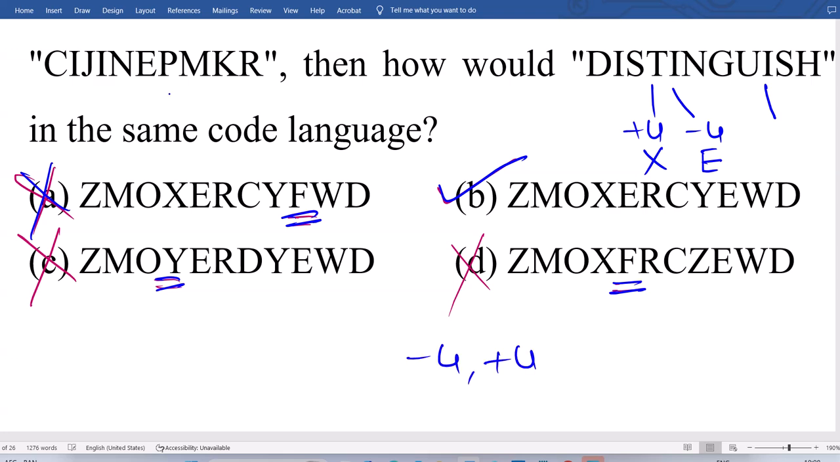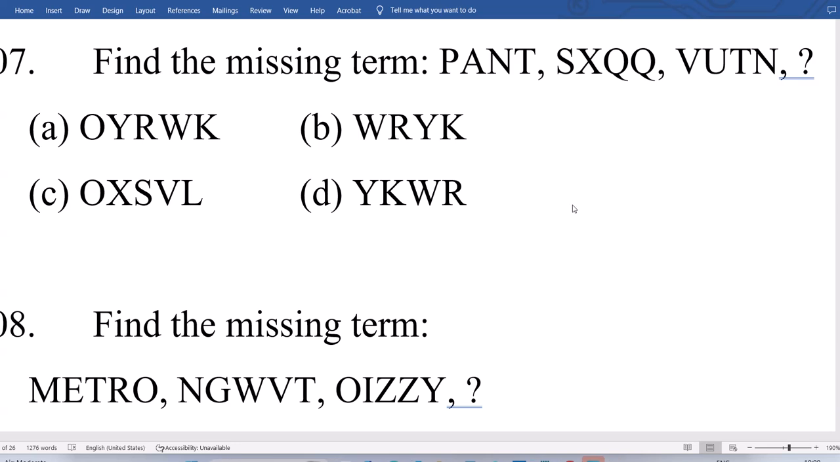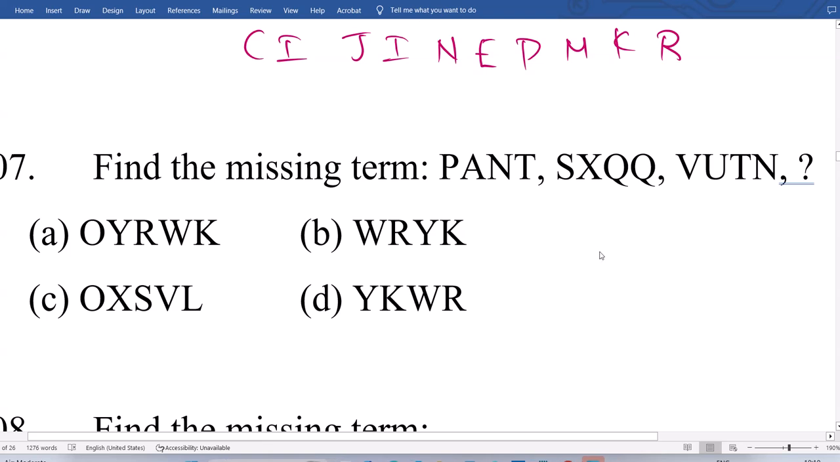Coding and decoding topic comes under abstract reasoning. Syllogism comes under critical reasoning. See these two questions. Find the missing term. Series related question. Missing term we need to calculate.